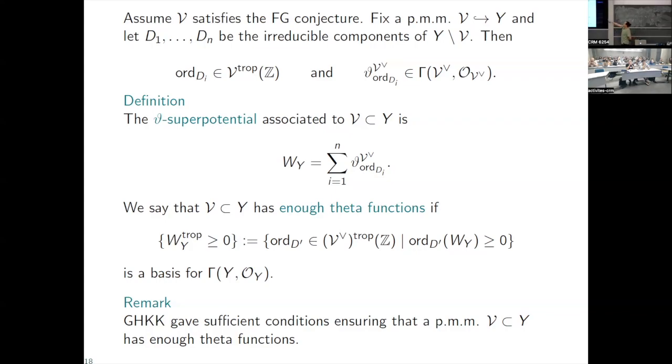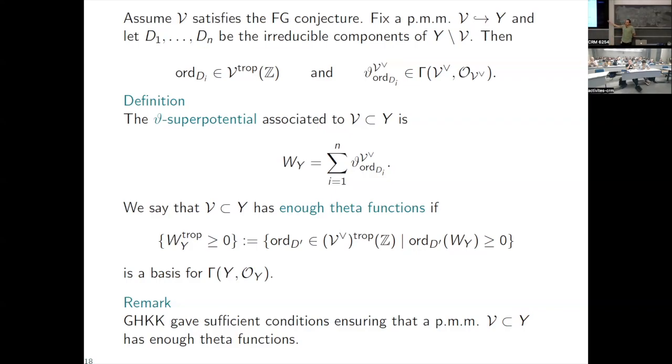And these are global functions. Maybe I should put here that V check satisfies the Fock-Goncharov conjecture, so that to every point in my tropical space there's an associated global function. There's a typo here; it should be V check. If that's the case, then I can consider this canonical function associated to my compactification: the sum of all the theta functions parameterized by these valuations I'm associating to each divisor. I will call that the theta superpotential associated to the partial minimal model.